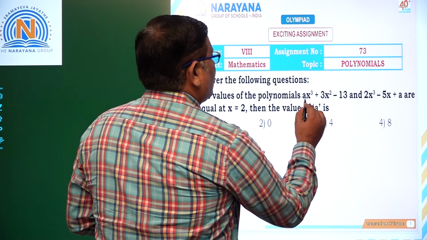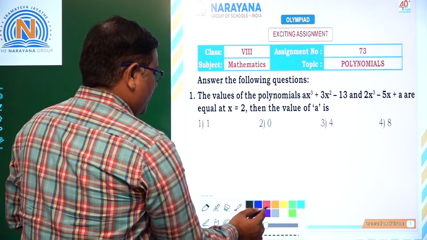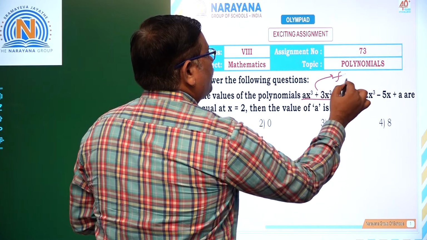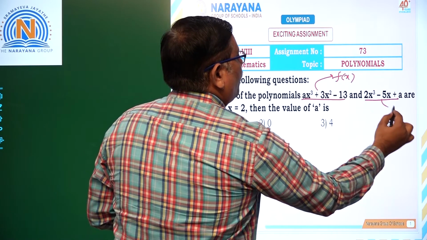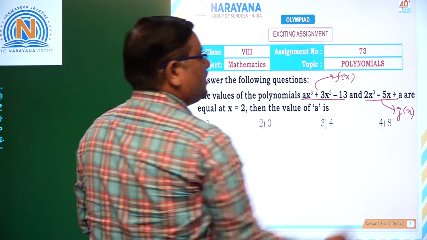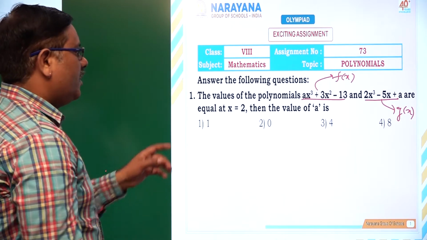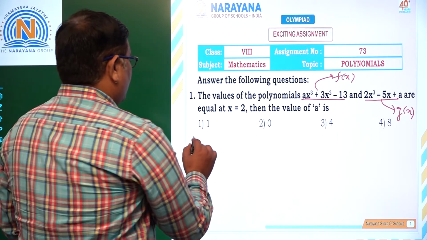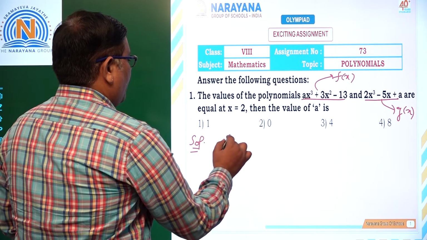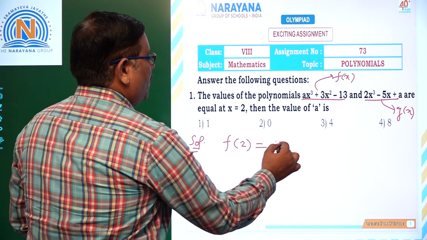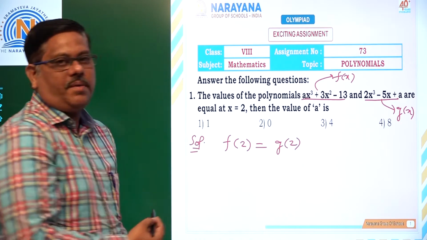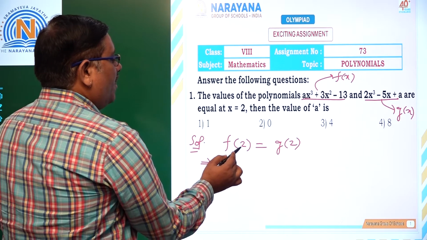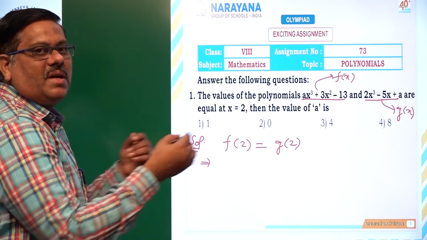Suppose, let us call this particular polynomial f of x and this polynomial g of x. What is he saying? They are equal at x is equal to 2, means f of 2 is equal to g of 2. That is what he is trying to say. F of 2 is equal to g of 2 means, what is f of 2? Wherever you have x, you replace it with 2.